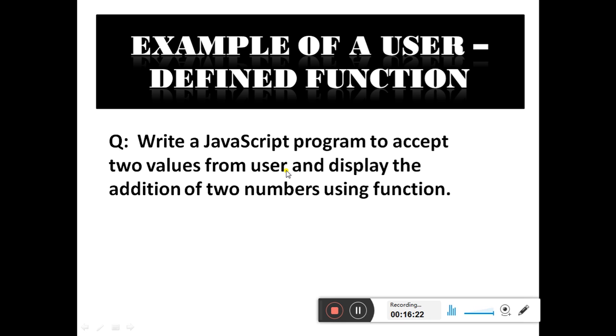Which method is used to accept the value from the user? Prompt method, right? So you need to accept two values by using the prompt method. The prompt method is used to accept values from the user. Correct? So you need to accept two values from the user by using the prompt method and display the addition of two numbers using a function. Okay, so you need to call a function, and in that function you need to add these two values and display the output on the screen. So we are going to write the program for this.